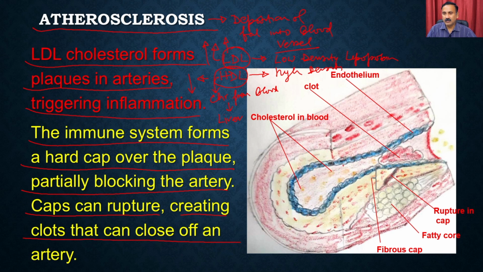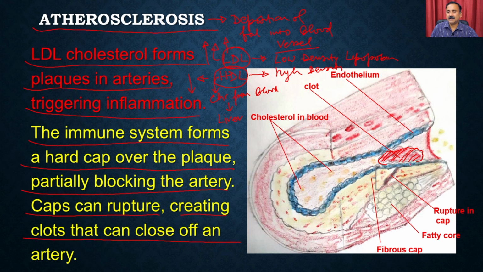So, this is what is going to happen if there is a deposition of fat in the blood capillaries. It is going to stimulate the downstream immune cells, and these immune cells are going to try to engulf or eat the cholesterol present in these blood capillaries, and ultimately they are going to initiate a cascade of reactions, and as a result it is going to form a hard clot.